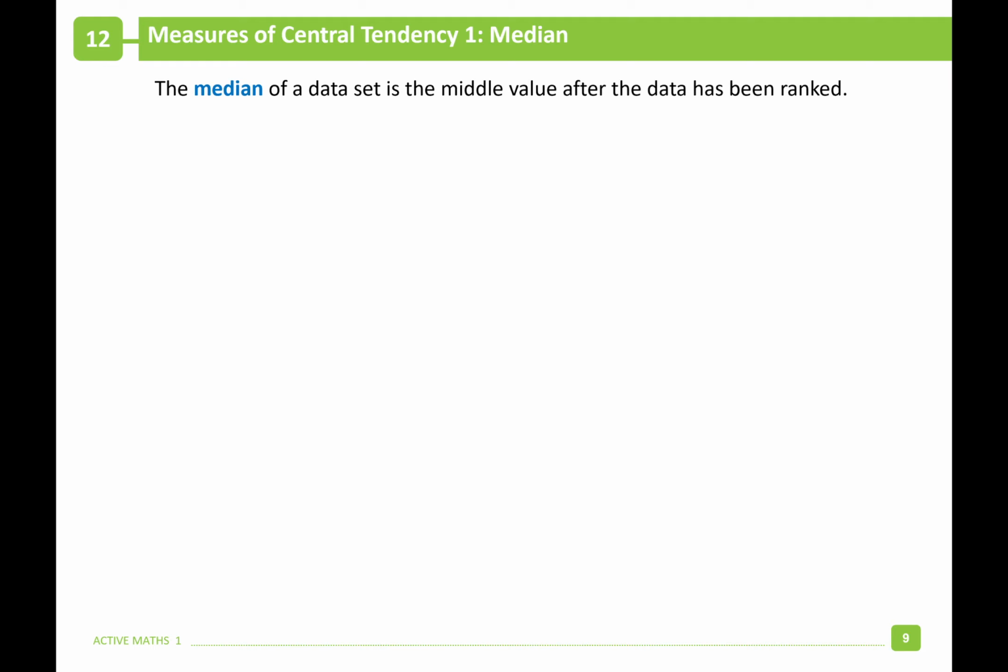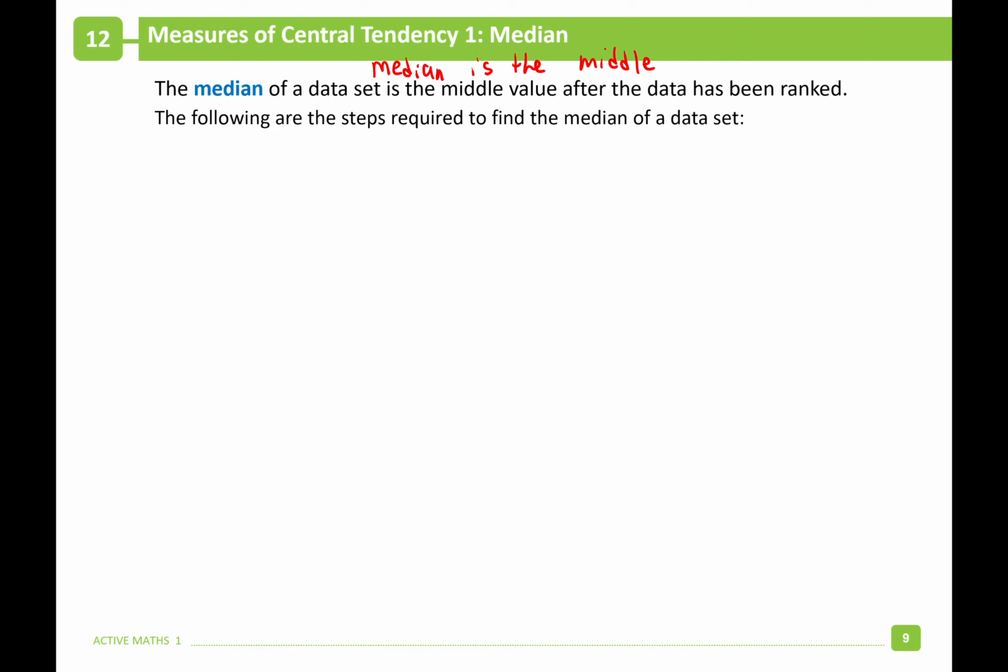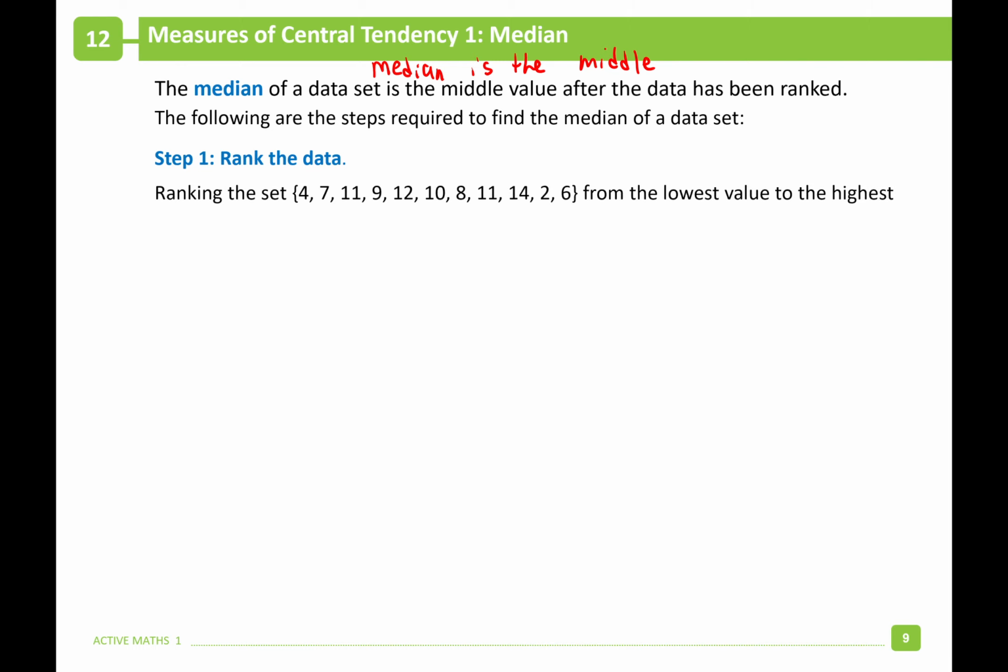The median is the middle value after your data has been ranked. The median is the middle. To find our median, we must first rank the data that we're given, from smallest to largest value. For example, we have this set of numbers, and ranking it from smallest to largest gives us 2, 4, 6, 7, 8, 9, 10, 11, 11, 12, and 14.